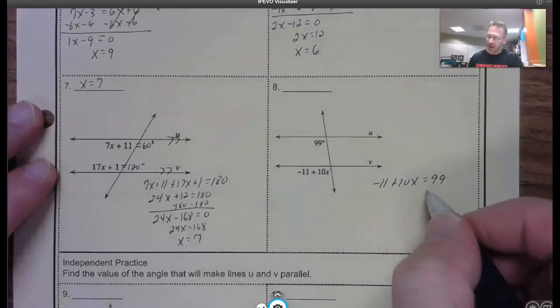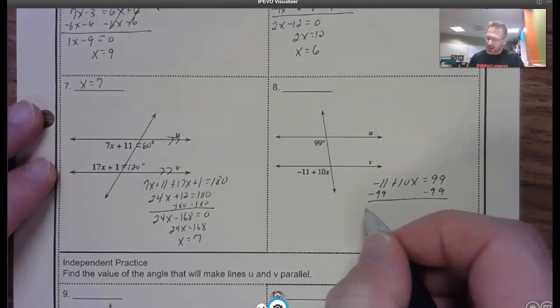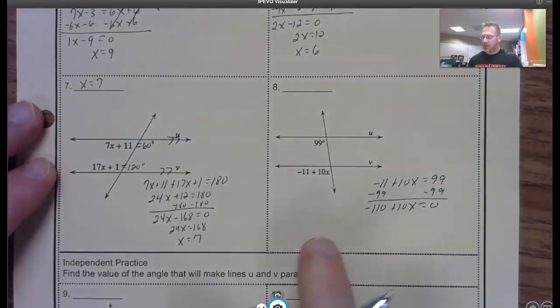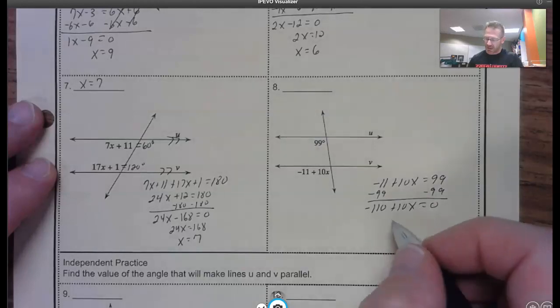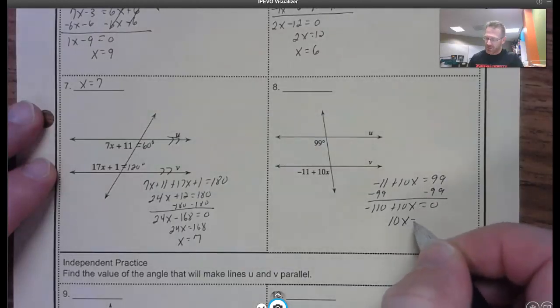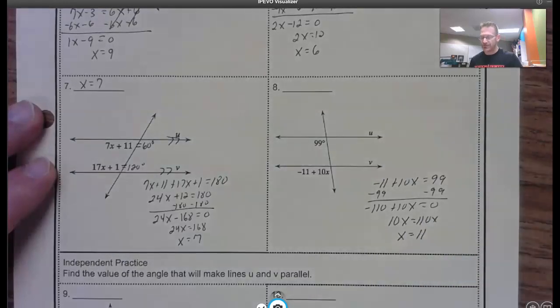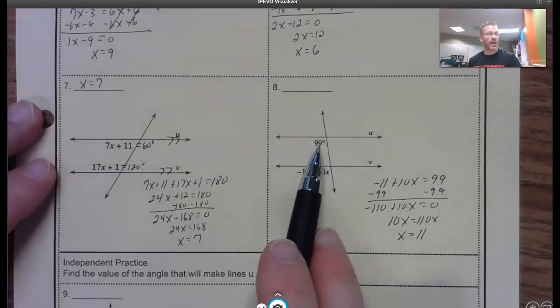So let's go ahead and get the right side equal to 0 by subtracting 99. That gives me negative 110 plus 10x is equal to 0. And then negative 110 plus 110 is 0. So 10x has to be 110, which means x should be 11. Now once again, we already know that this angle should be 99, if everything worked out.